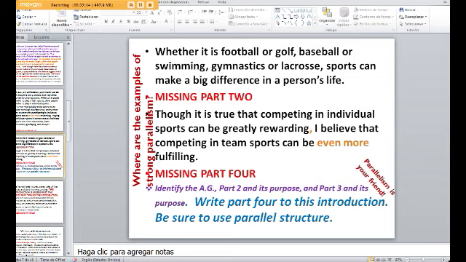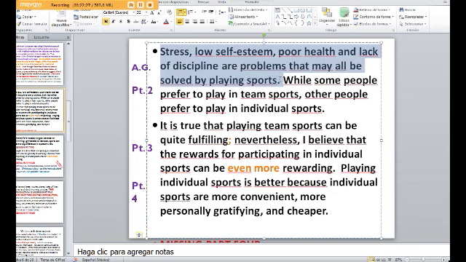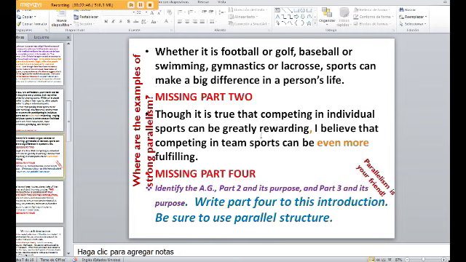There is a potential for confusion, especially with this attention getter. I have seen that students sometimes think that the topic of this paper would be doing exercise or taking care of your health. Well, that's not the topic of this paper. You find the topic in the thesis statement. So here's that next example.